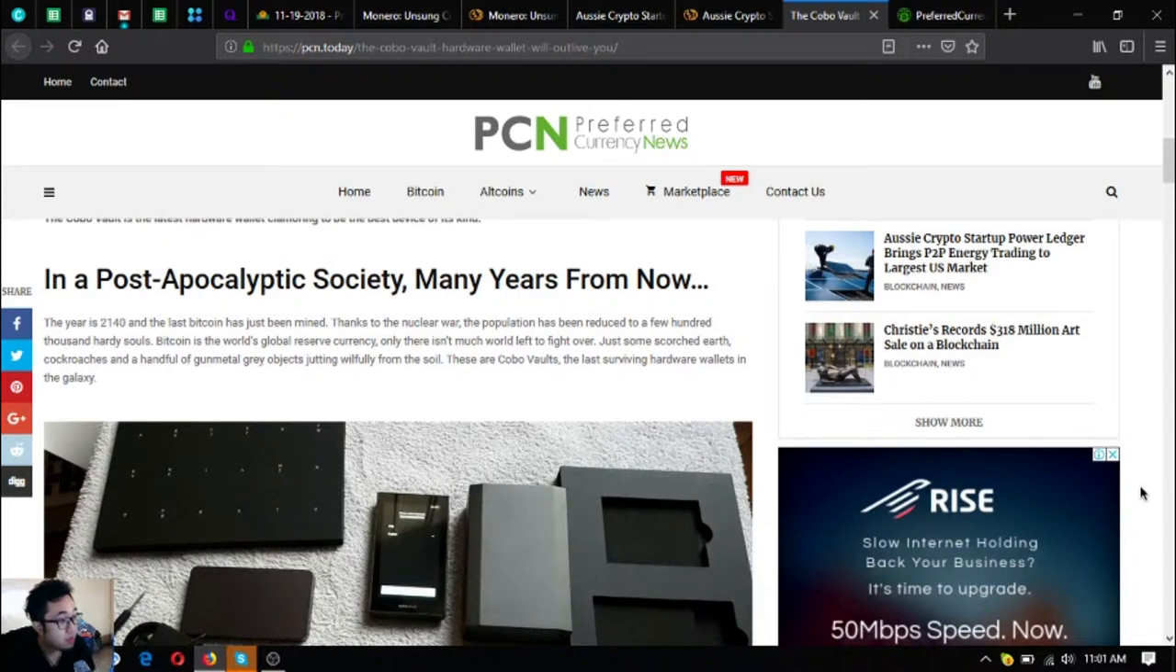So the year is 2040, and the last Bitcoin has just been mined. Thanks to the nuclear war, the population has been reduced to a few hundred thousand hardy souls. Bitcoin is the world's global reserve currency. Only there isn't much world left to fight over. Just some scorched earth, cockroaches, and a handful of gunmetal gray objects jutting willfully from the soil. These are Cobalt, the last surviving hardware wallets in the galaxy.